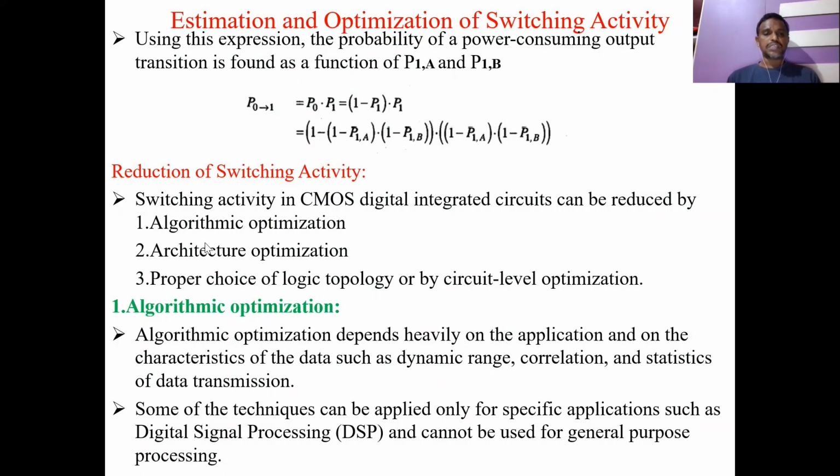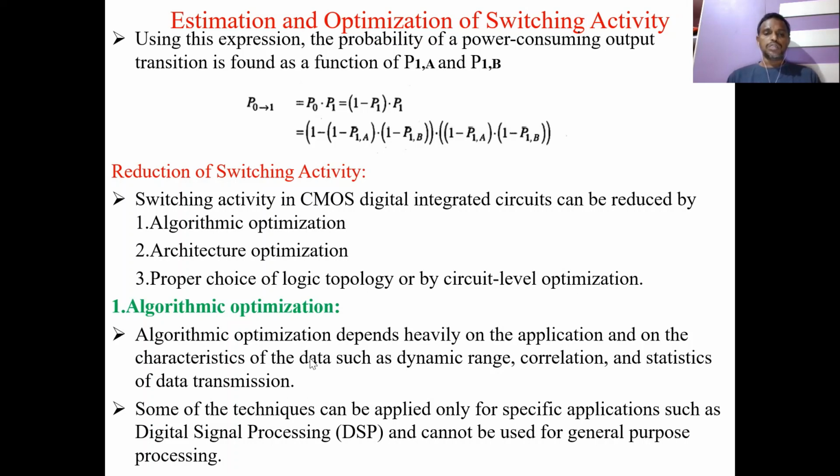The first one is algorithmic optimization, the second one is architectural optimization, and the third one is proper choice of logic topology, or circuit level optimization. Here I will consider the first one, algorithmic optimization. Algorithmic optimization depends heavily on the application and on the characteristics of the data, such as dynamic range, correlation, and statistics of the data transmission.